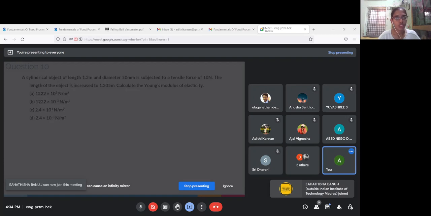Moving on to the next question. A cylindrical object of length 1.2 meters and diameter 50 millimeter is subjected to a tensile force of 10 newtons. The length of the object is increased to 1.205 meter. So calculate the Young's modulus of elasticity. Can anybody tell me how to go about it? So Young's modulus is equal to stress by strain.